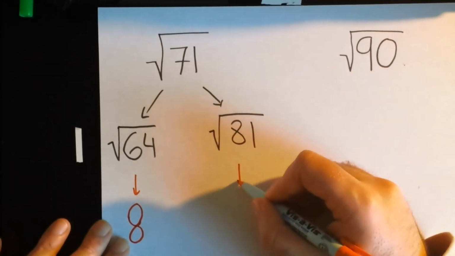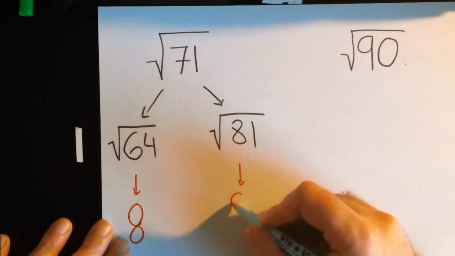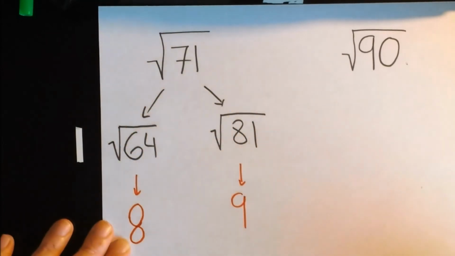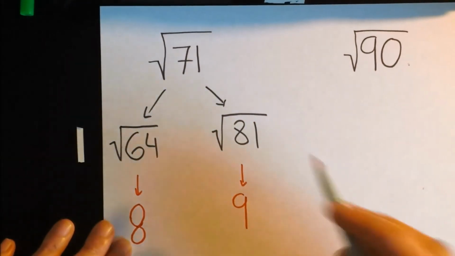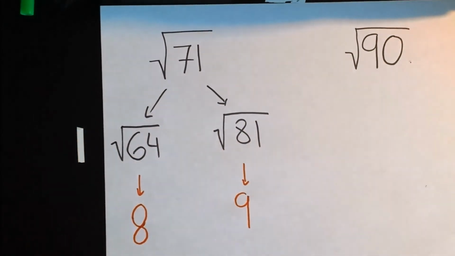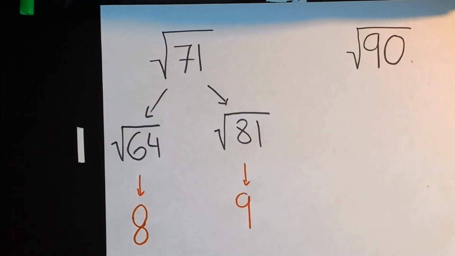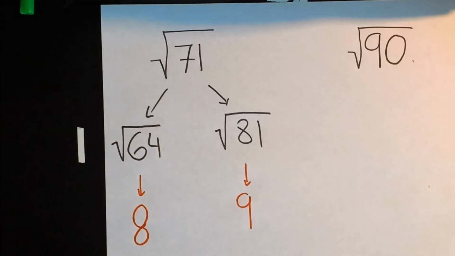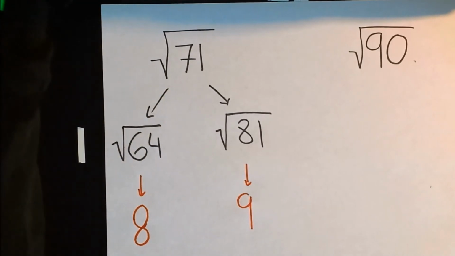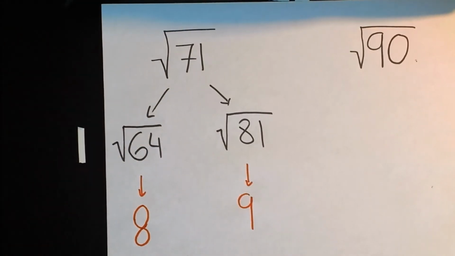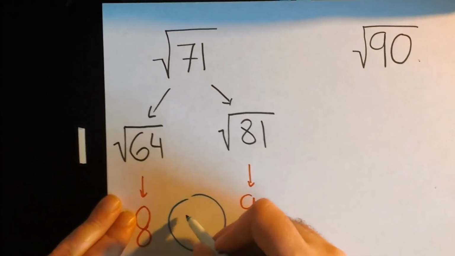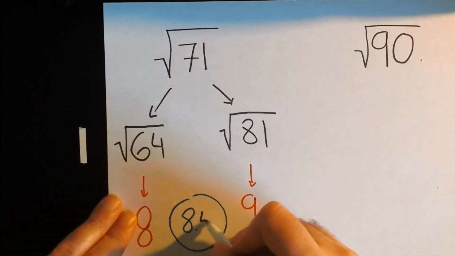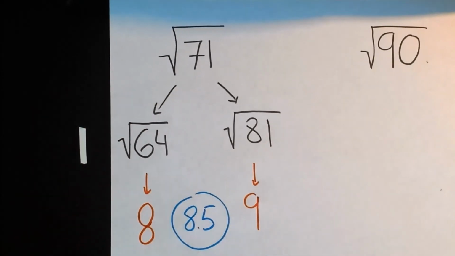What about the 81? 9. 9 squared, cancel the radical with the power of 2, so I'm just left with a 9. Okay, and since my 71 is right in between the 8 and the 9, what would be my final answer? Approximately 8.5. Between 8 and 9.